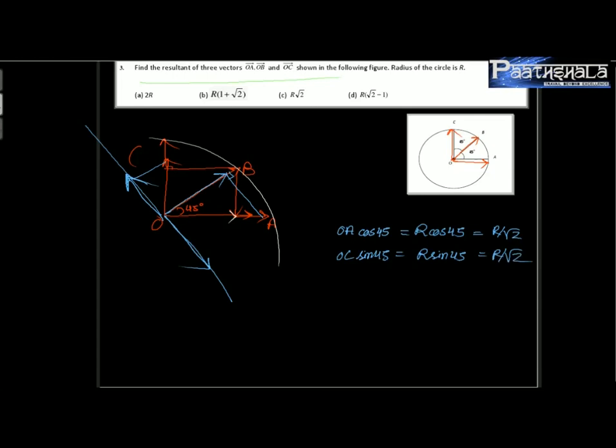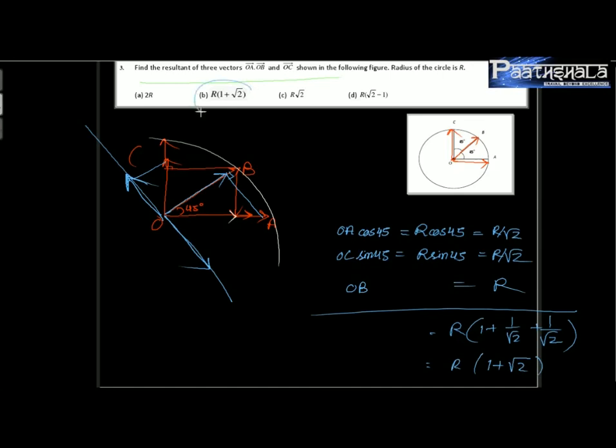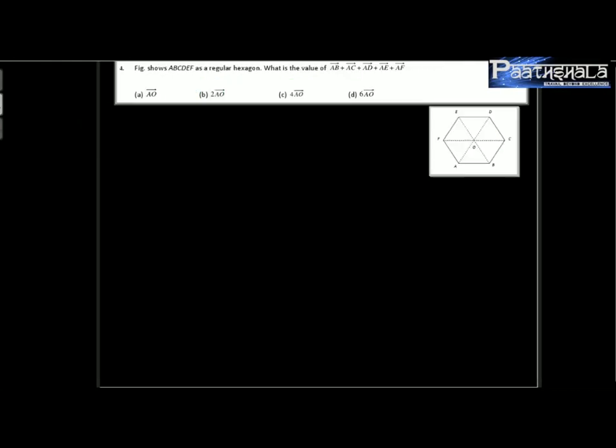Adding these to OB, which is itself equal to R, adding these three together, we get R times 1 plus 1 by root 2 plus 1 by root 2. That is equal to R times 1 plus 2 by root 2, which is R into 1 plus root 2. 2 by root 2 comes out to be root 2. So this is the correct answer. B is the correct answer. Let us move on to the next question.